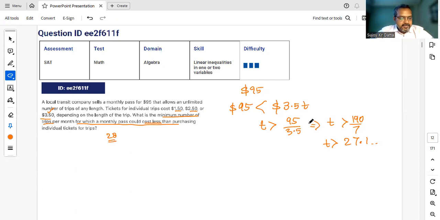And this is one of the mistakes that people often make: they drop the inequality, put equal to signs there, and solve. And when they get 27.1, they think, okay, that's going to be 27 rounded off, right? And then they mark 27, which is wrong, because you need to get it to 28. All right. Let's move on.